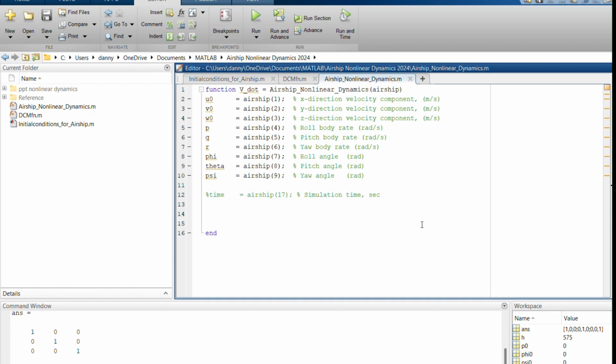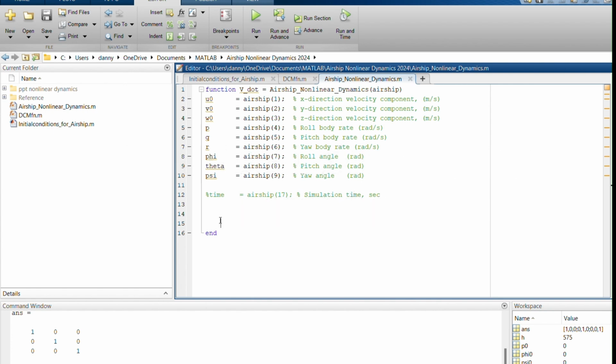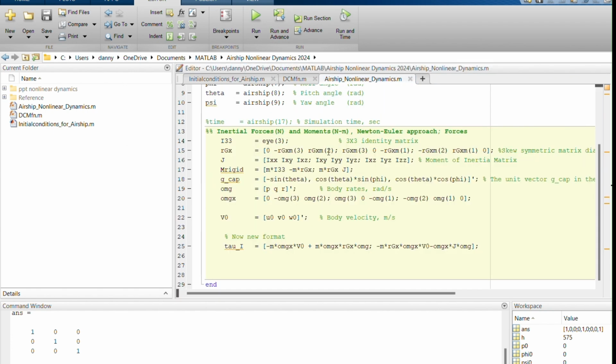Now let us first write down all forces and moments, and then we will define the variables and constants required to solve those equations of motion. So first, in the equations of motion, the first forces and moments are the inertial forces and moments. The inertial forces and moments are defined as follows.